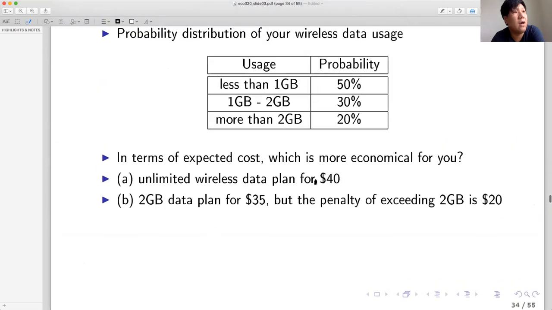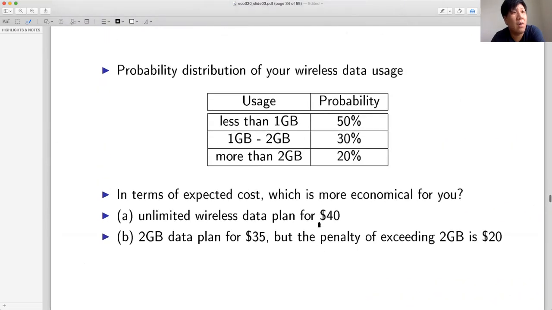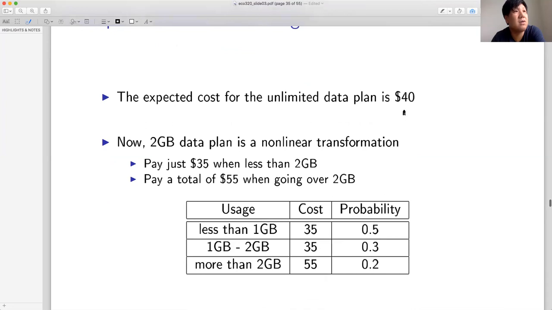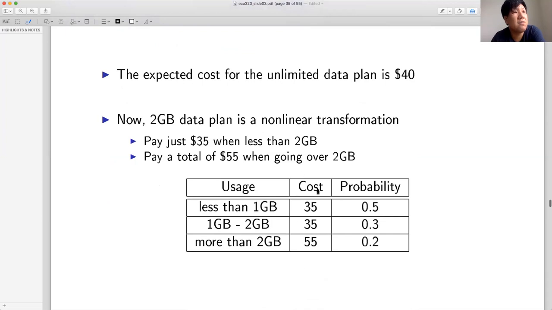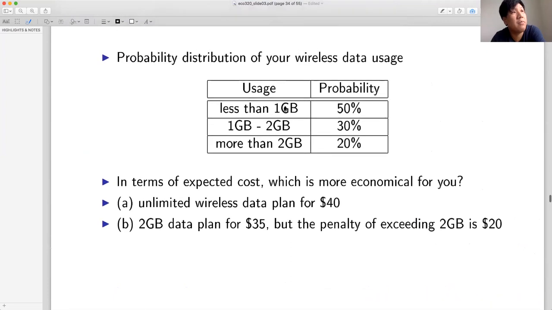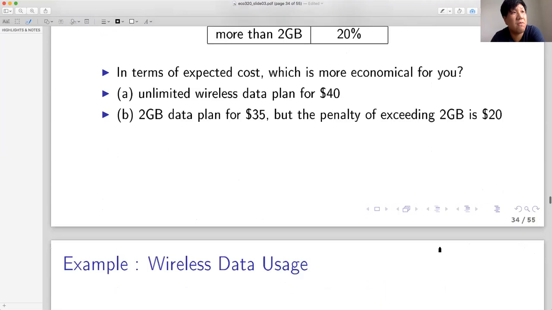So before I do that, can you guys decide which one is more economical for you? You might want to pause this and do some calculation, okay? So let's say the expected cost for unlimited data is 40 bucks because you're paying 40 no matter what, so you don't have to think about others. But for the second plan, you need to think about that. If we are using less than 1 gigabyte, how much are you paying? 35. How about 1 to 2 gigabytes? You're still paying 35. But if we are using more than 2 gigabytes, you're paying 35 plus 20, which is 55.